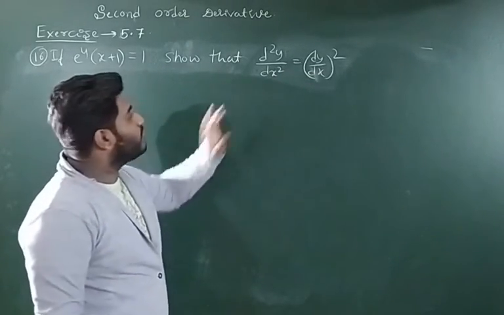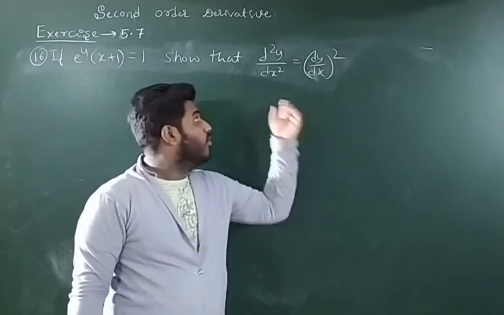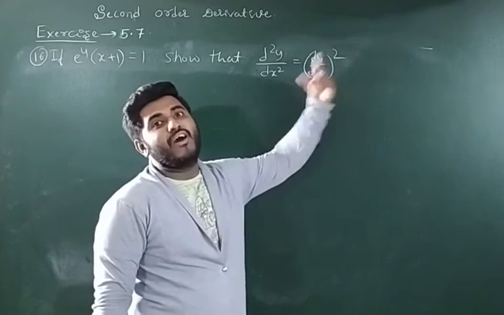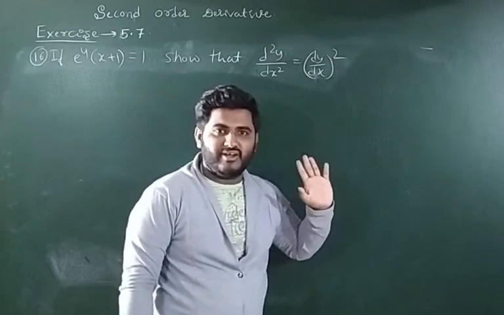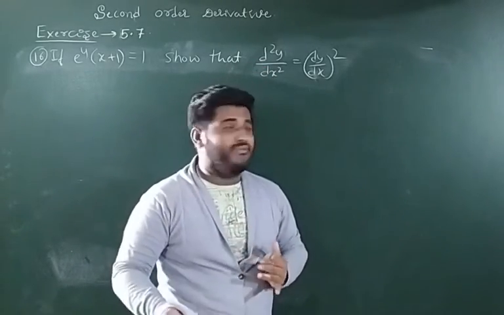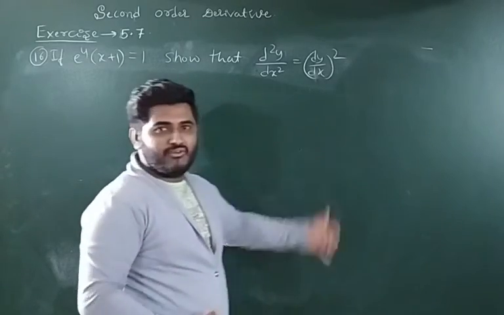So that means we have to find out the second order derivative and the first order derivative square. Both are different, right? First we have to calculate dy by dx, then calculate the square of that value. Take that as equation number 1. D square y by dx square means the derivative of the first order derivative. That we have to find out. Take that as equation number 2. From 1 and 2, we have to show both are equal.